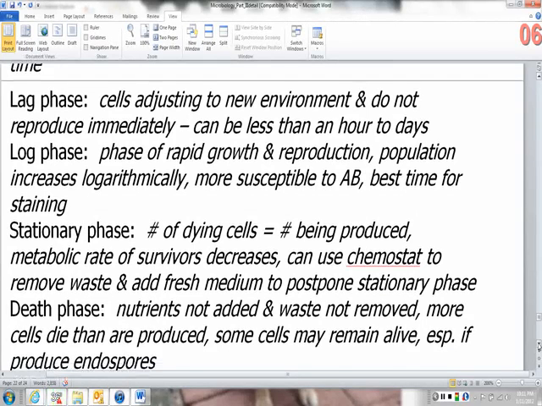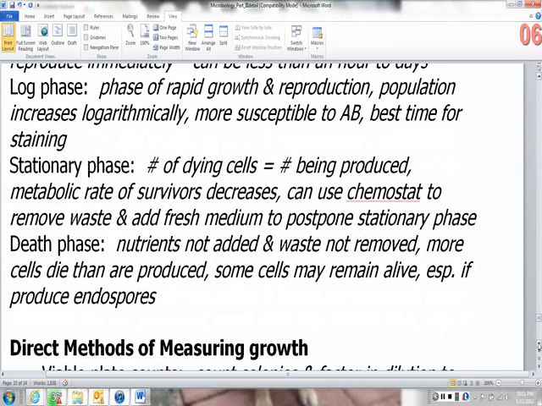In the death phase, nutrients are not added and the waste is not removed, so more cells die than are produced. However, some cells may remain alive, especially if they produce endospores, so one should not assume all the organisms are dead.